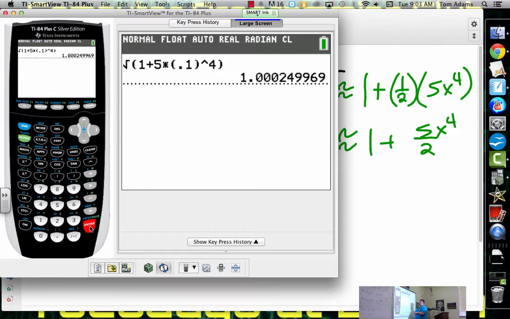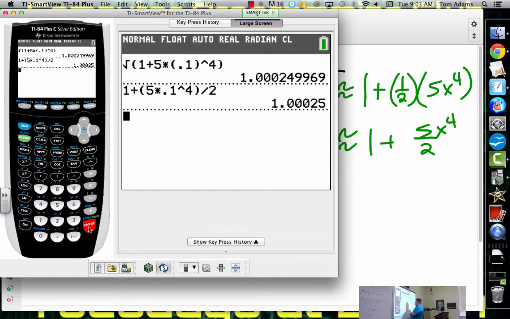Okay? That makes sense? All right, now from there, if I were to say 1 plus 5 times 0.1 raised to the 4th, divided by 2, isn't that the same thing? I get pretty close to the same thing. Does that make sense? So that's what that is. So you can take a very complicated binomial and find a linear approximation rather easily.